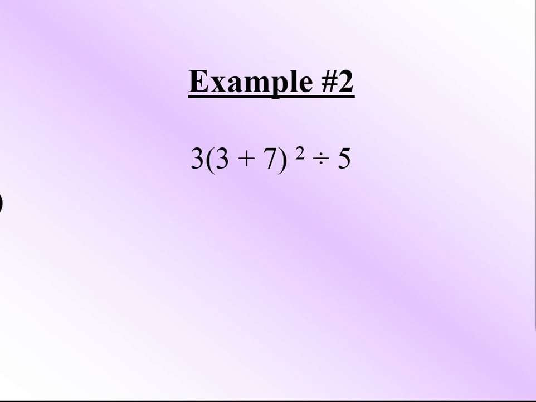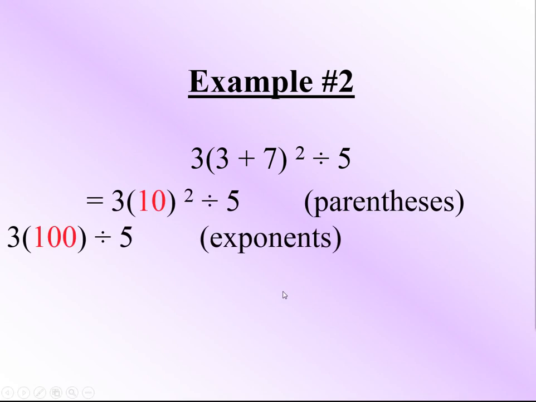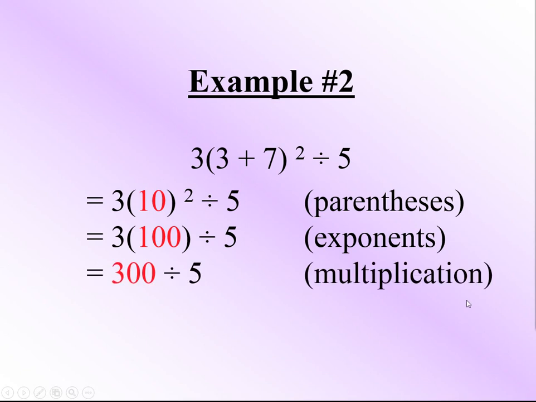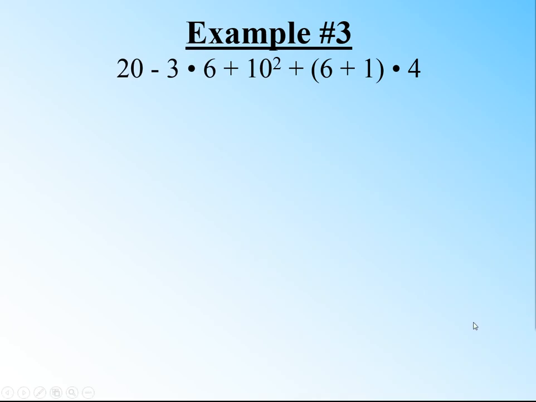Square it. 10 squared is, okay, and it's not 3 times 10 squared. It's 3 times 10, squared, right? See the difference? The 10 is what's being squared. 10 squared is 100. Now what? 3 times 100, we got to go left to right, is 300, divided by 5 is 60. Very good. Okay, one more real quick. Think that out.